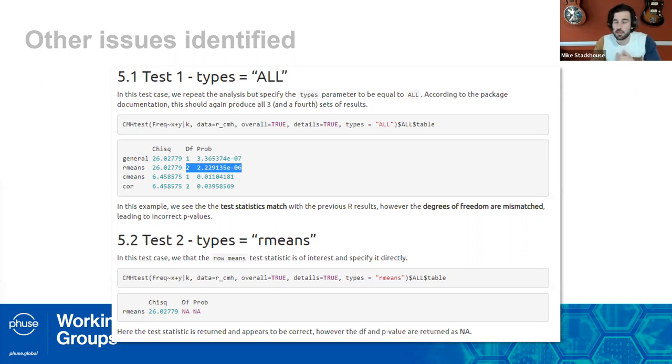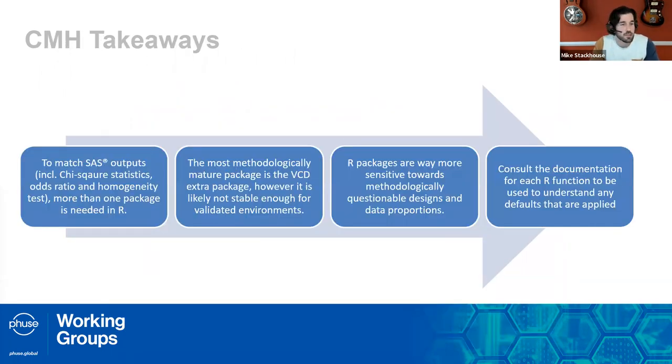This is all outlined in the documentation that they've produced. But if we dig into the key takeaways from CMH, they found that to match some of the SAS outputs, more than one R package is needed. While VCD extra offers some of the most consistent comparisons back to SAS, there's the maintenance concern with that. So the most methodologically mature package is VCD extra, but it's likely not stable enough for validated environments.